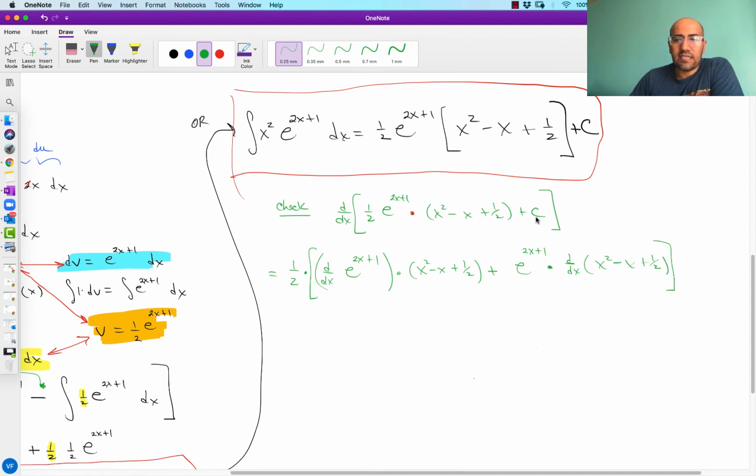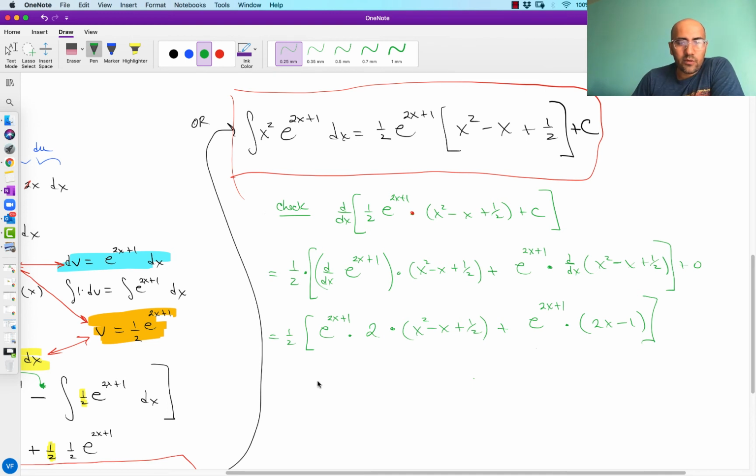And then the derivative of c is equal to 0, so there's a plus 0 out there we can just ignore. Okay, so this will be 1/2 here times, and now the derivative of this one is just going to be equal to e to the 2x plus 1 times the derivative of the exponent gives you an extra 2 times x squared minus x plus 1/2 plus, and now this becomes e to the 2x plus 1 times the derivative of that gives you 2x minus 1 and 0.